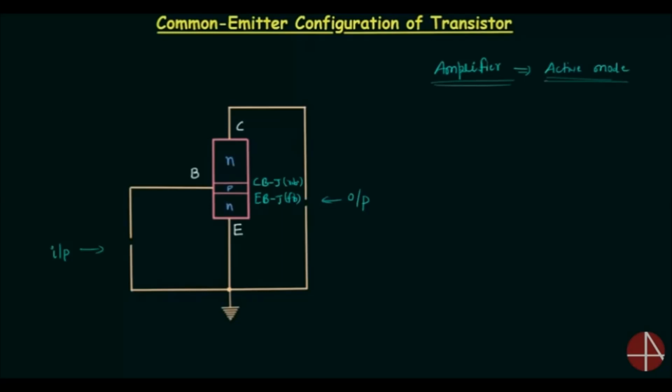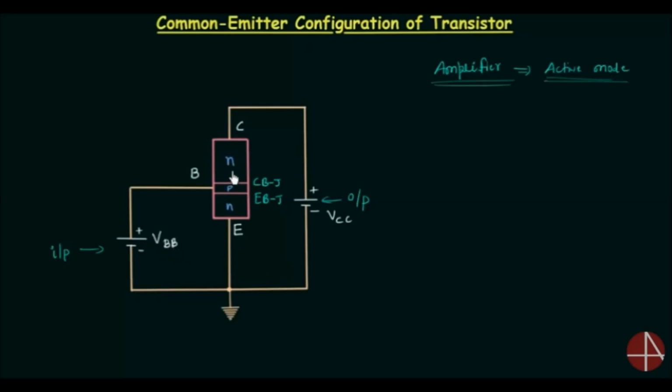And in order to reverse bias the collector base junction, I will use the reverse biasing potential VCC. This is N type of material, so I will connect positive terminal to the N type material and negative terminal to the P type material, plus minus, and this reverse biasing potential is VCC. We have to forward bias the emitter base junction, so P type material is connected to the positive terminal and N type material is connected to the negative terminal, plus minus, and the forward biasing potential is VBB.